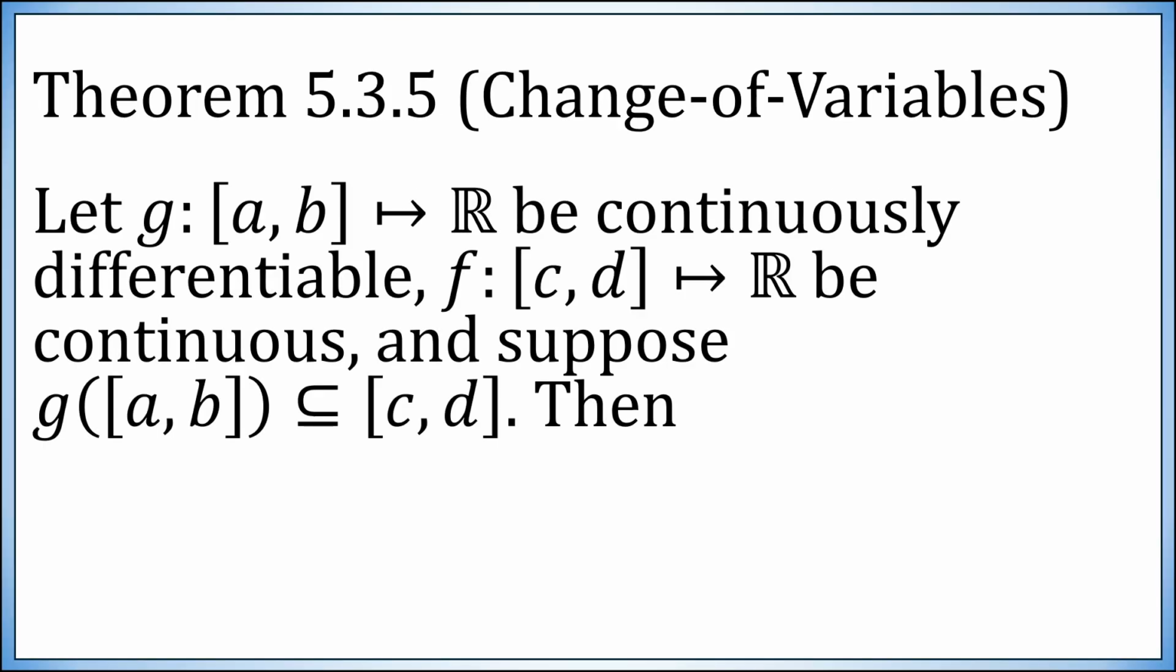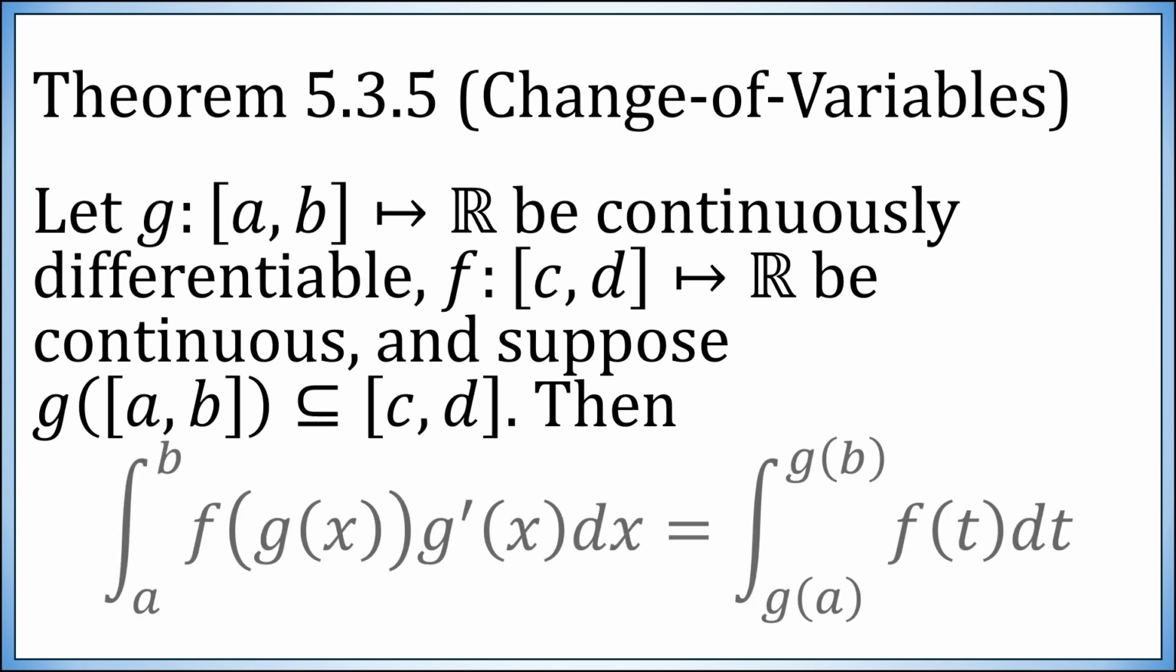Suppose g is continuously differentiable from the interval a to b. Suppose f maps the interval c to d is continuous, and suppose that g maps the interval ab into the interval cd. In other words, the functions can be composed in a reasonable order. Then, the integral from a to b, f of g of x times g prime of x is equal to the integral from g of a to g of b, f of t dt.